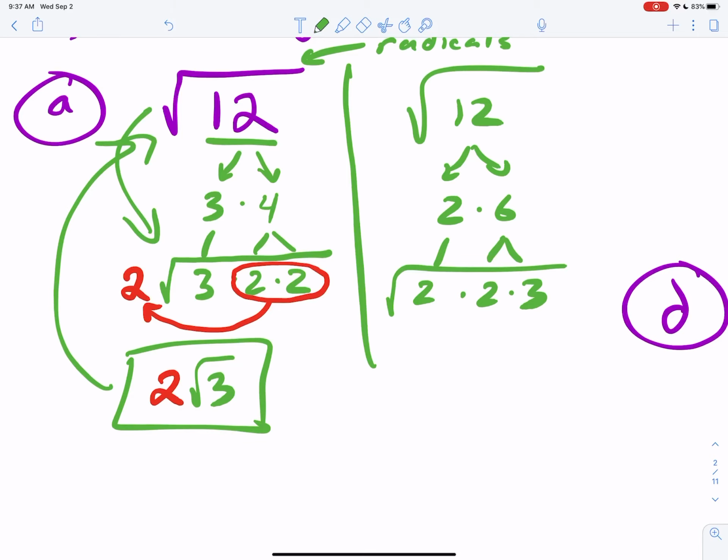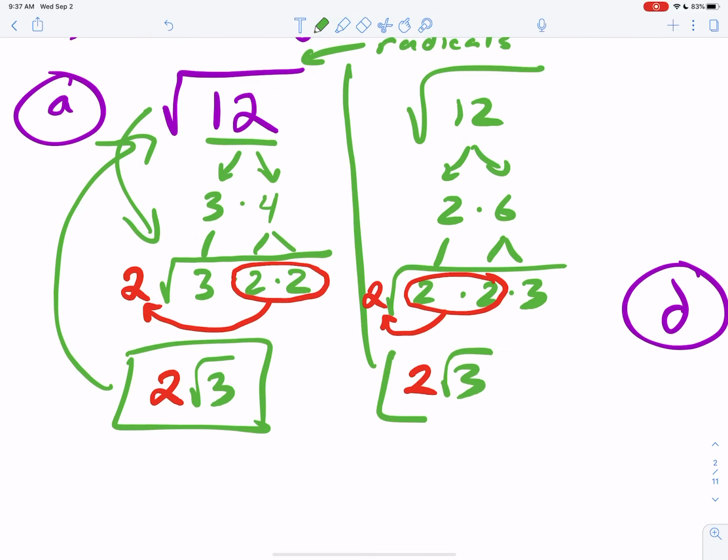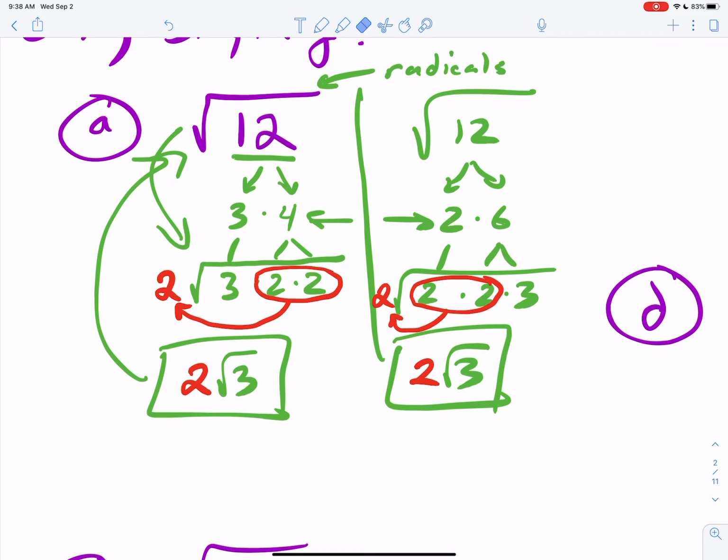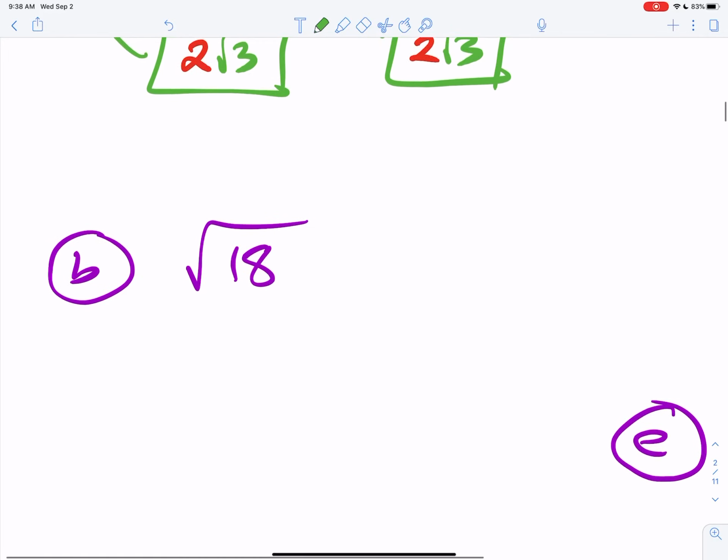Same thing here. You have a pair of 2's, so a 2 goes on the outside. So I have 2, and I have the radical 3. So I showed you two different ways here. It doesn't matter how you start. You still end up with the same answer, as long as you break everything down. Hopefully that was all right. Let's try another one here. Here's part B.